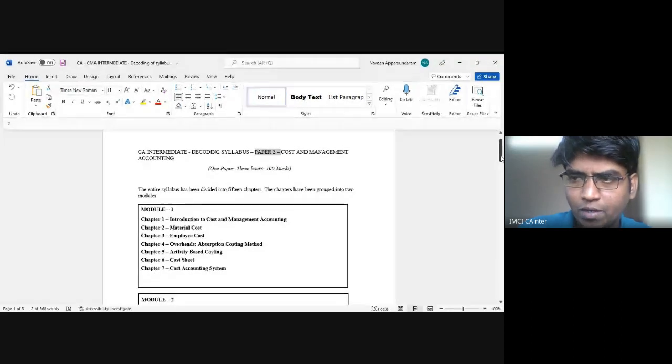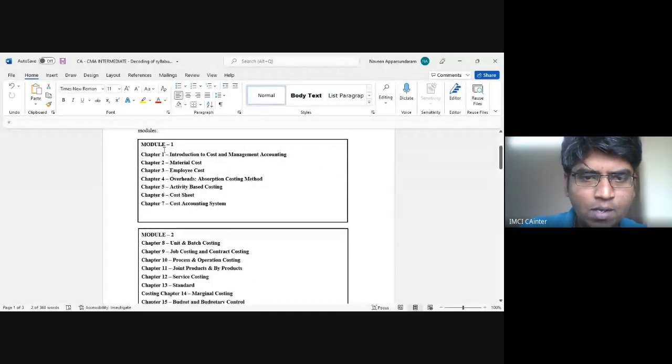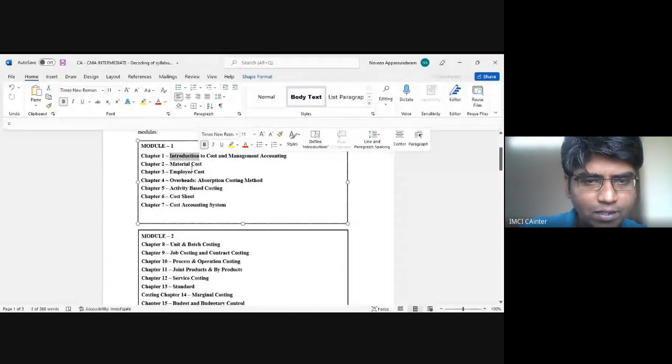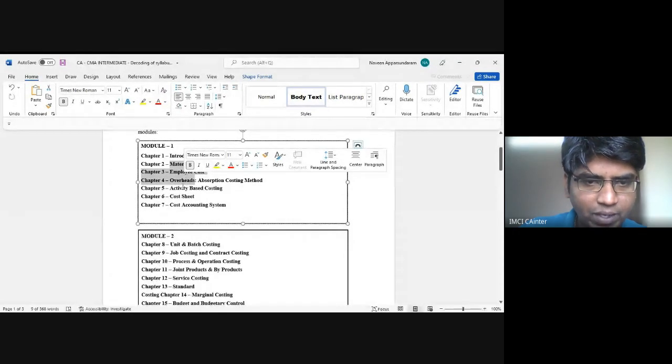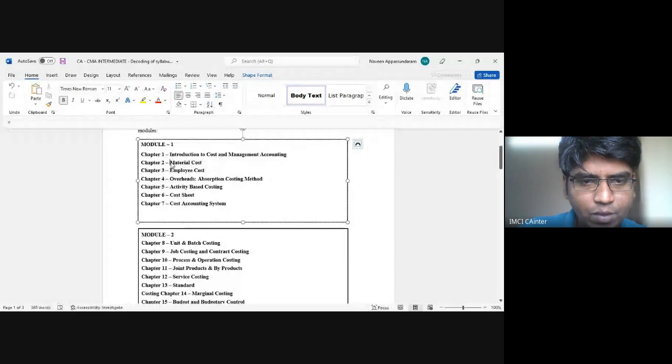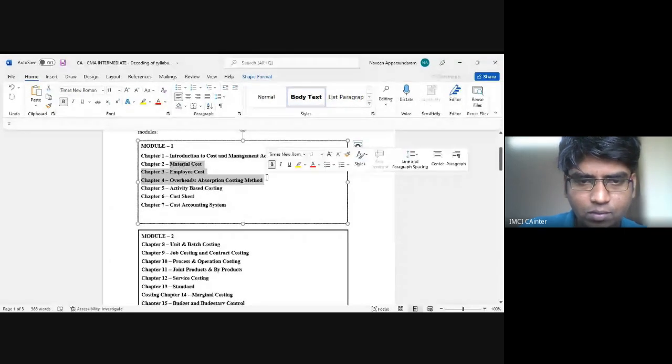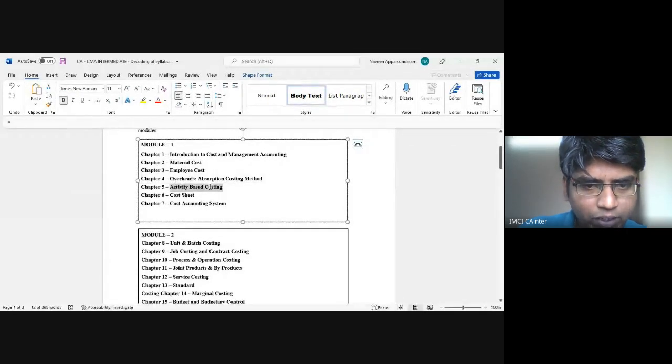The 2 modules have been bifurcated. Under group 1, it is cost accounting introduction, material, employee, and overhead costs. The first 4 chapters have been covered with basics, and these 3 chapters are very important in terms of your sums. Activity based costing.